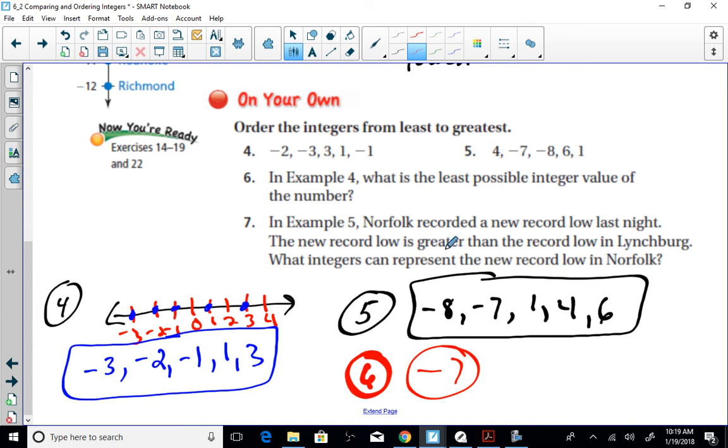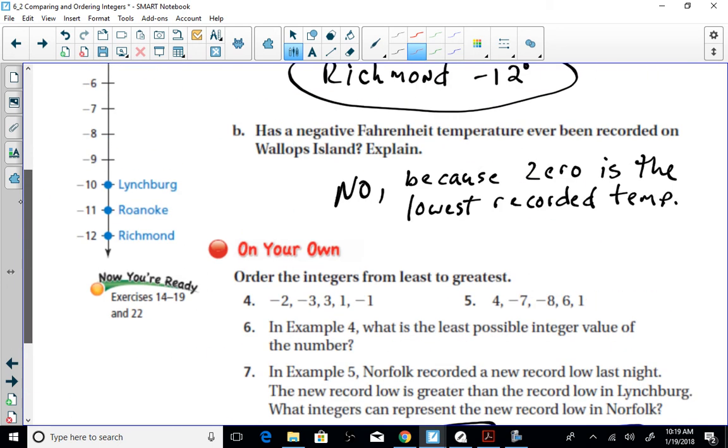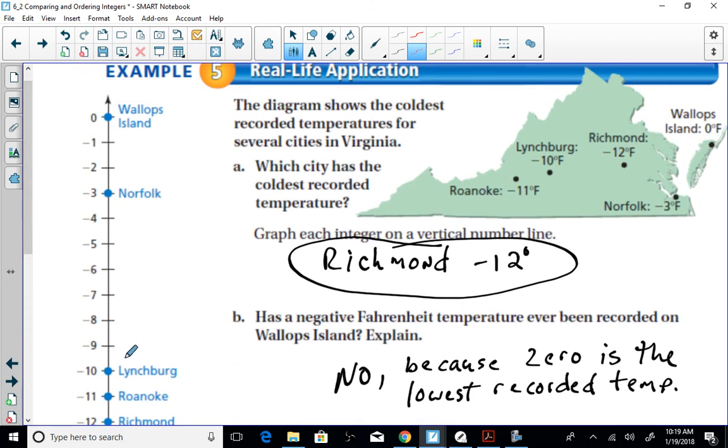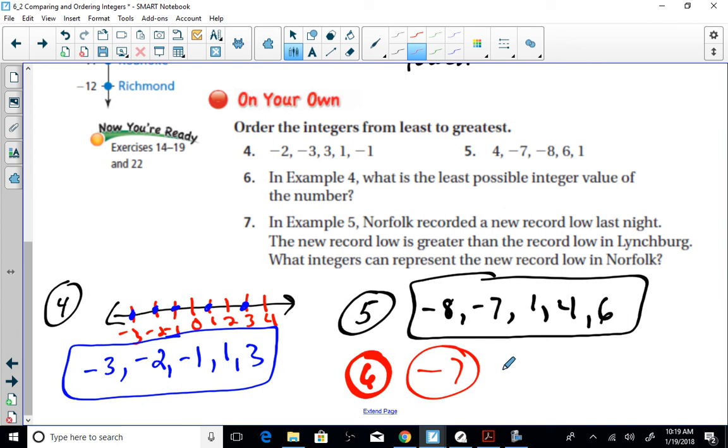Well, the new recorded low has to be greater than the record low in Lynchburg. Here's Lynchburg. The recorded low for Lynchburg was -10, and the new recorded low has to be less than -3 but greater than -10. So we're looking at all of the integers from -4, -5, -6, -7, -8, and -9. So it's -4 to -9.